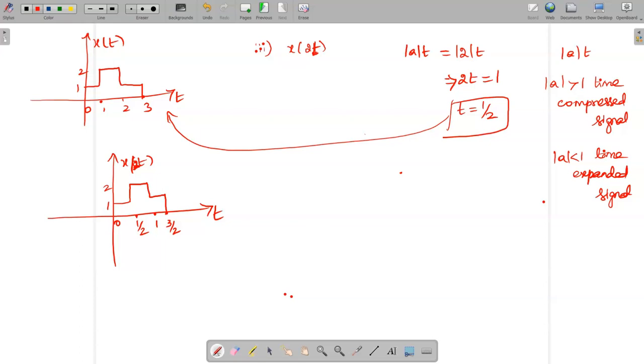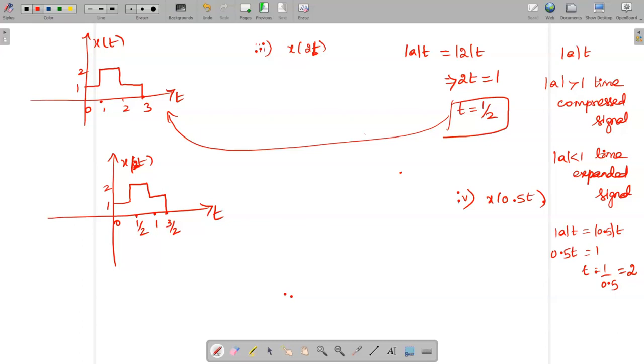And then coming to the fourth signal, that is x of 0.5t. As usual, modulus of a t is equal to modulus of 0.5t, which is equal to 1. So t equal to 1 by 0.5. 1 by 0.5 means it is 2.